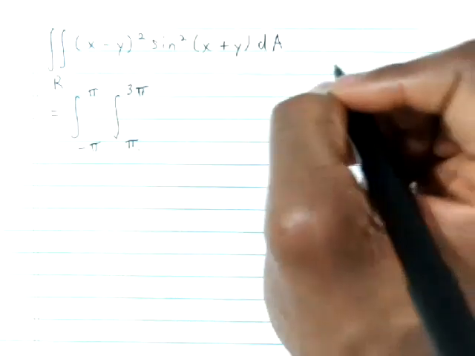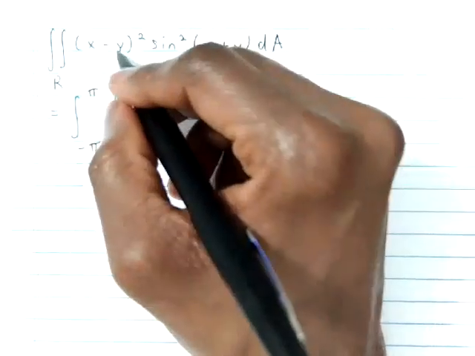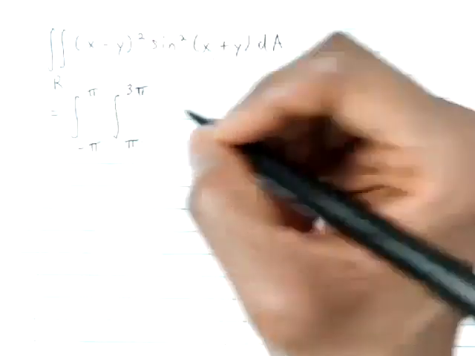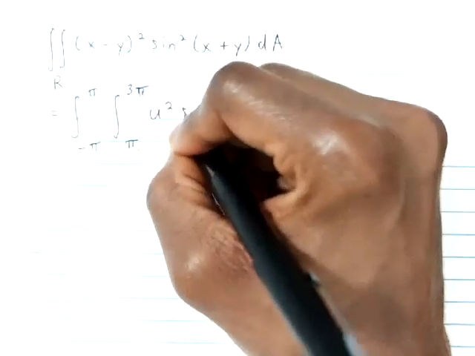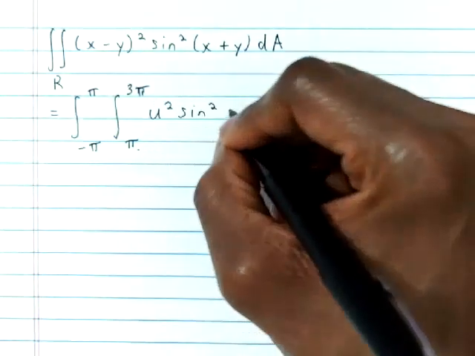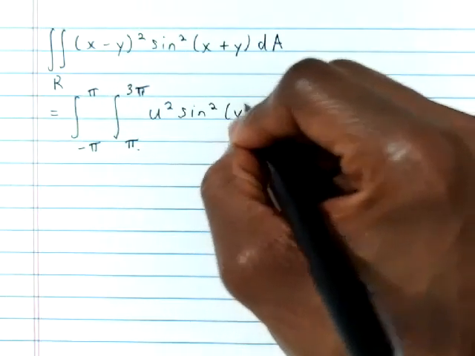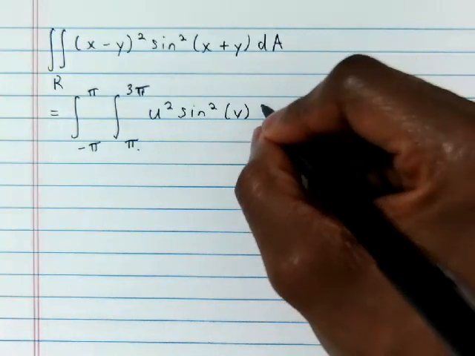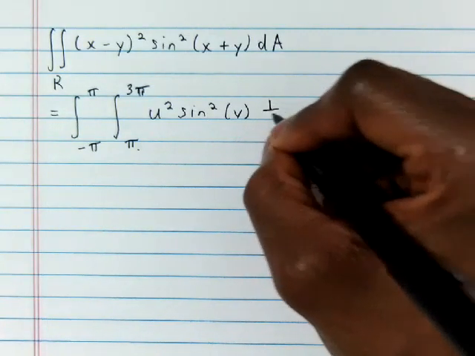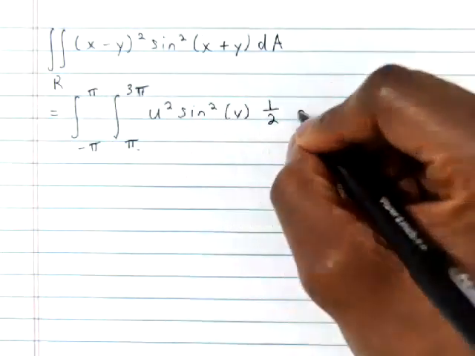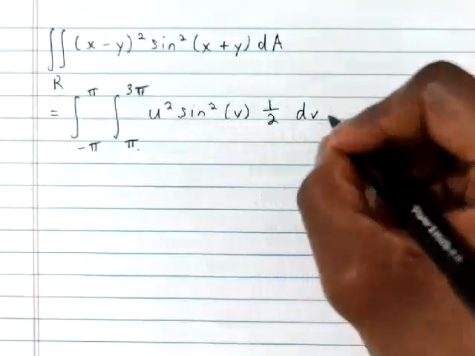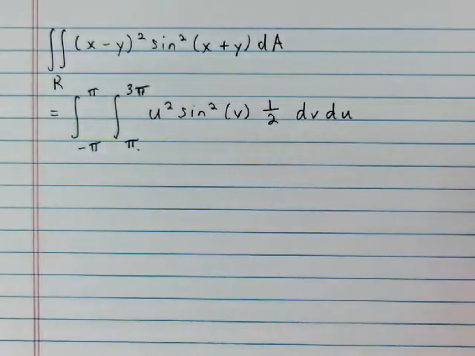Now we want everything in terms of u and v. x minus y is just u, so that's u squared. And then sine squared of x plus y was v. And then times our Jacobian, so don't forget about your Jacobian, 1/2. And these were v's, so that's dv, and these were u's, so that's du. And now this integral is much more manageable than that last integral we had.